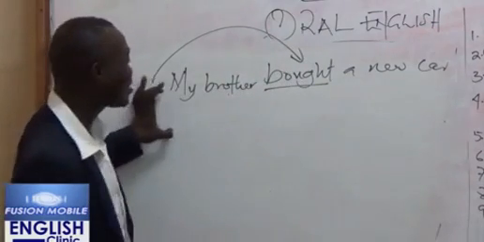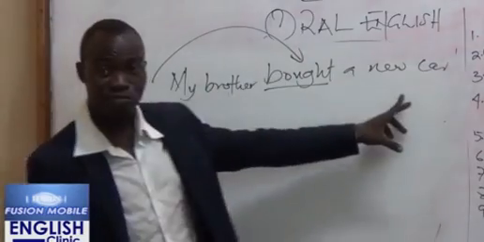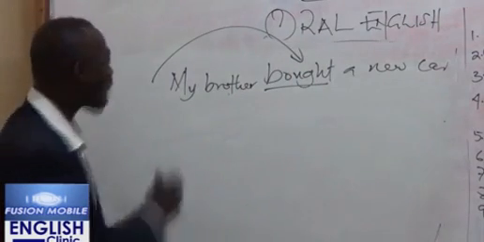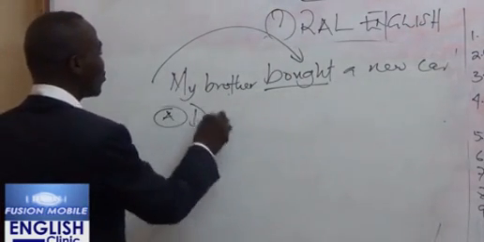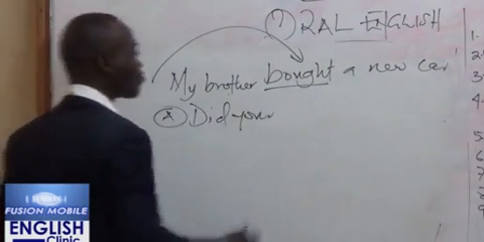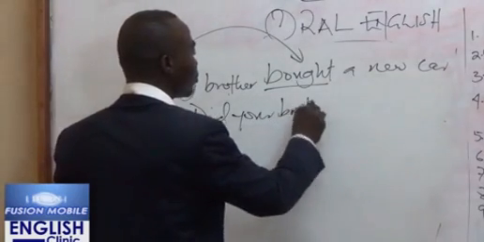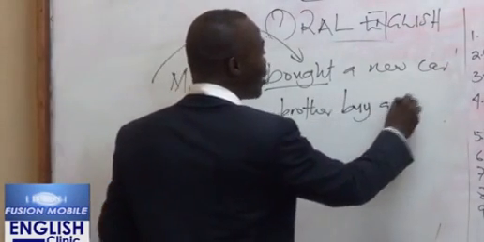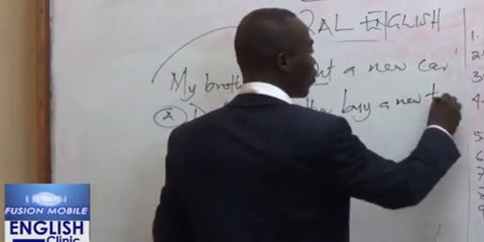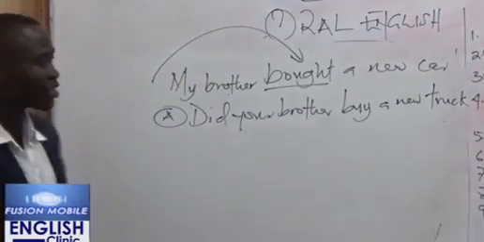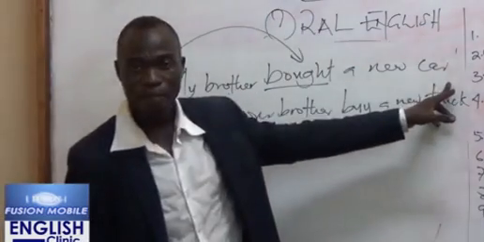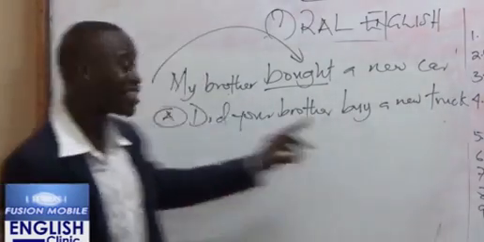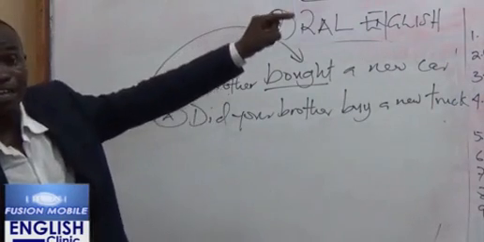I am not saying that my brother is new. I am not saying that my brother, he bought something. He didn't sell it. So if I have a question like this, did your brother buy a new truck? Now that would be wrong because I am not talking about a truck. I said my brother bought a new car.